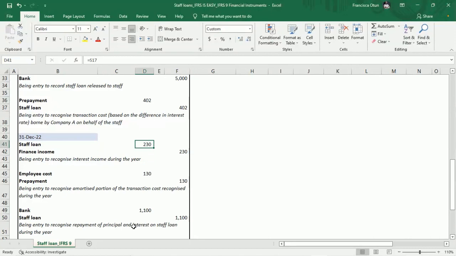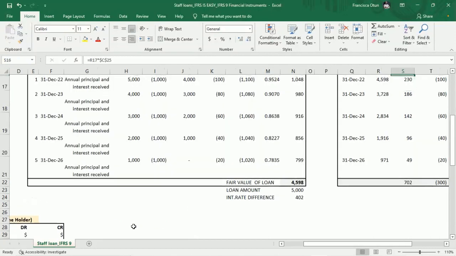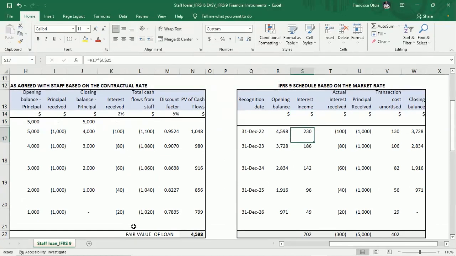So you see this 230, if we follow it, it is picking our IFRS 9 interest income. Okay, now remember that what is picking is the IFRS 9 interest income, not the actual interest received. So that's why it is important for you to understand that when we are preparing an amortization schedule, it is the IFRS 9 schedule that forms the basis of our recognition in the books.